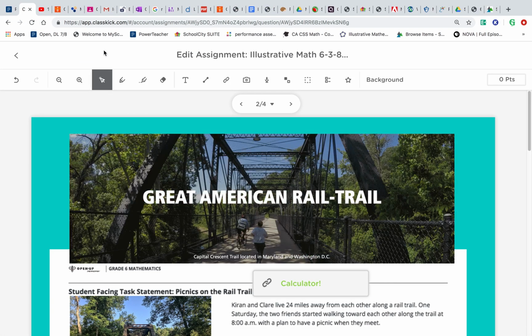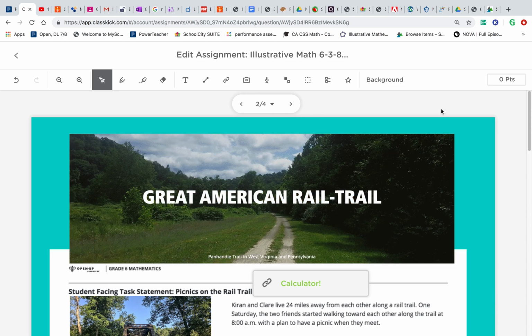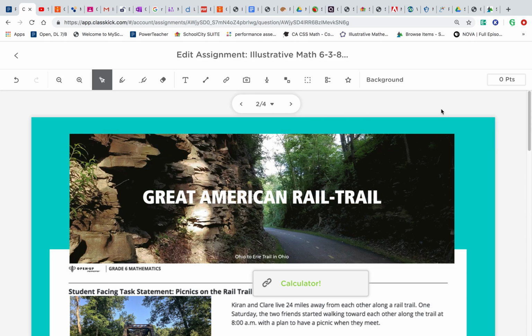Hello, class. Welcome to the 8th lesson of Unit 3. Today we're looking at an activity about rail trails.